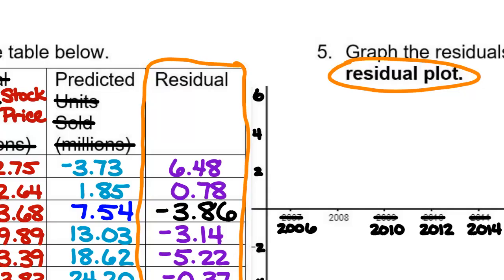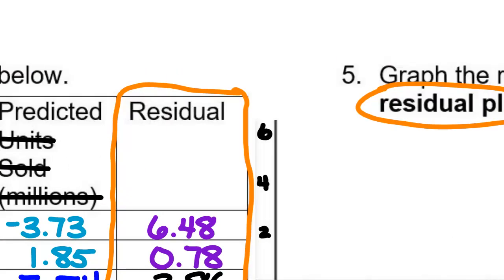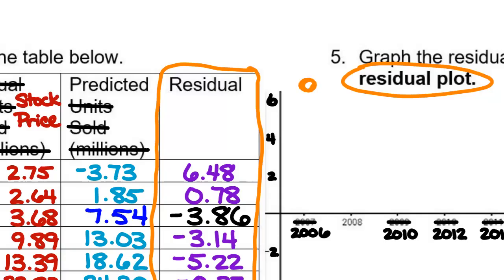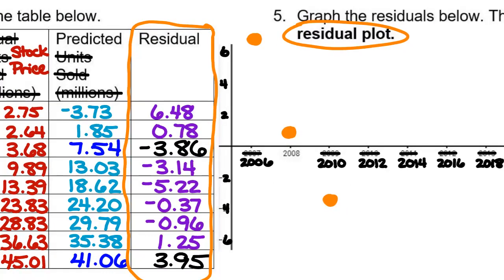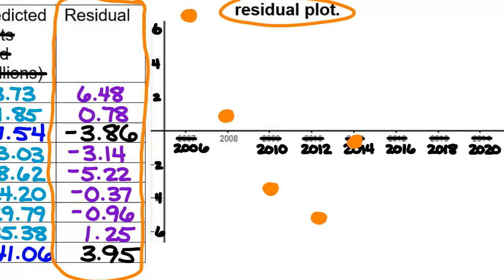So the first year that we have data for is 2006. We have a residual of 6.48. So it's up here somewhere. For 2008, we had a residual of 0.78, so here-ish. And then negative 3.86 in 2010. Negative 5.22 in 2012. Negative 0.37 in 2014, so really close to that x-axis. Negative 0.96, so about here in 2016.